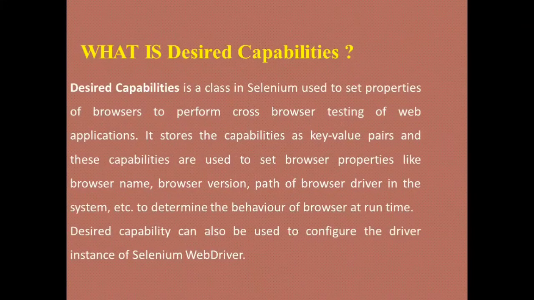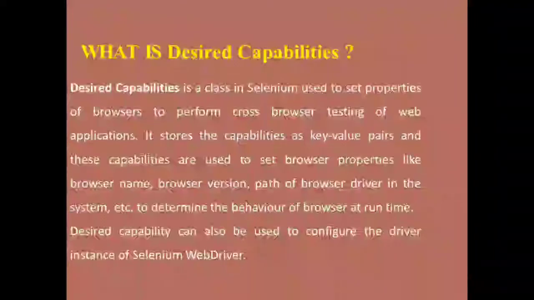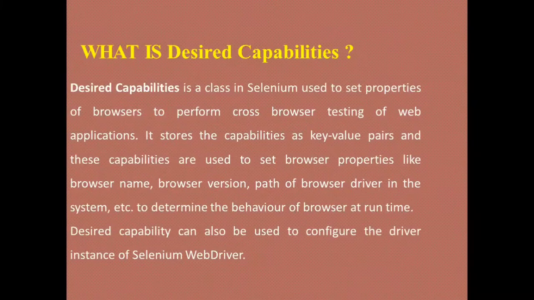What are desired capabilities? Desired capabilities is a class in Selenium used to set the properties of the browser to perform cross-browser testing of a web application. This is important for desired capabilities. It stores the capabilities as key-value pairs, and these capabilities are used to set browser properties like the browser name, browser version, and path of the browser driver in the system to determine the behavior of the browser at runtime. Desired capabilities can also be used to configure the driver instance of Selenium WebDriver.